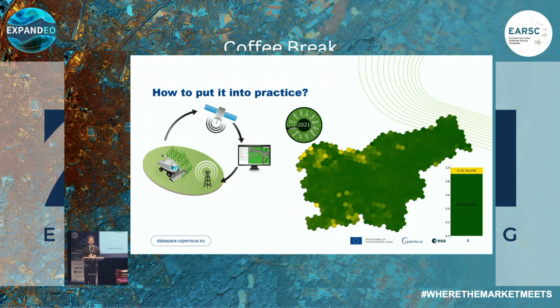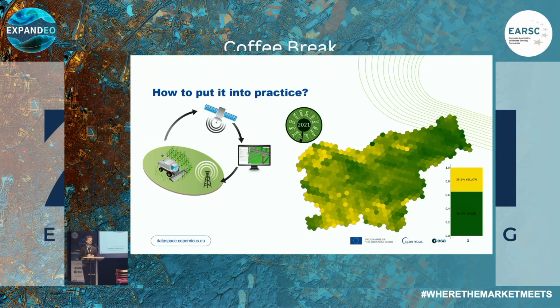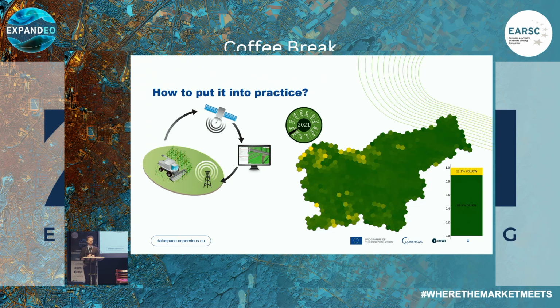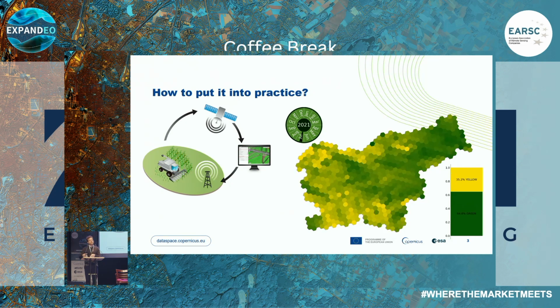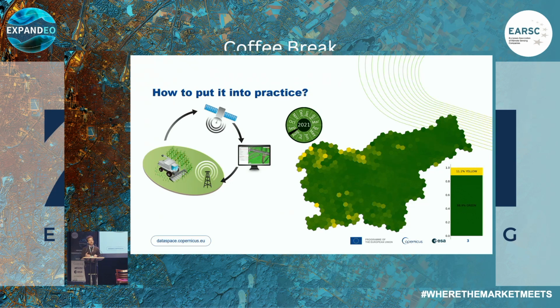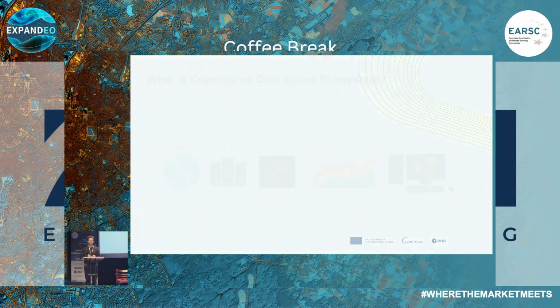This little example is CAP monitoring. Of course, it's the most data-heavy civilian application of Earth observation to date. On the example of Slovenia, as we progress throughout the year, the evaluation of the agricultural parcels moves from yellow, so uncertain, to green, certain, by processing the satellite data in a big infrastructure in the background.